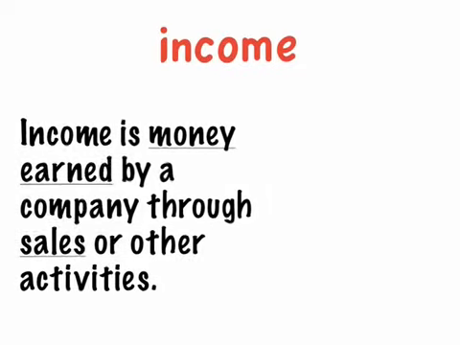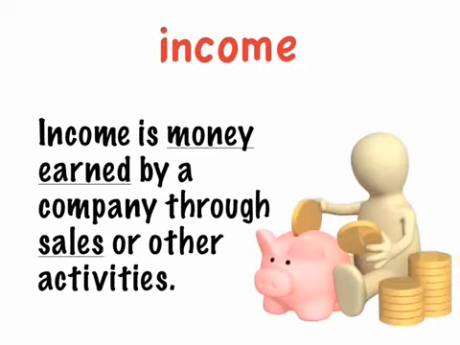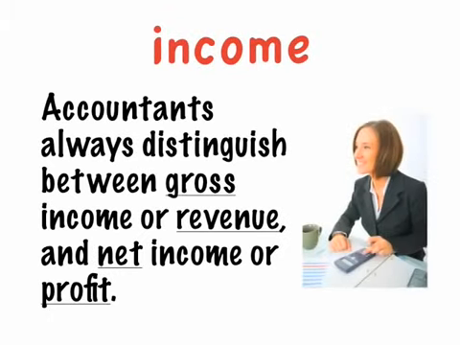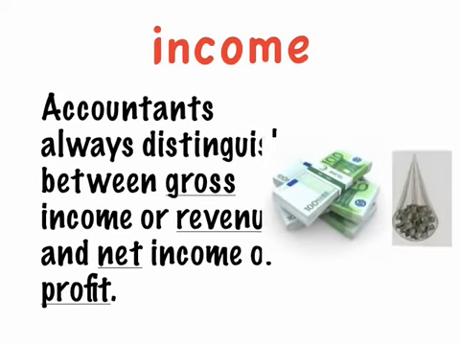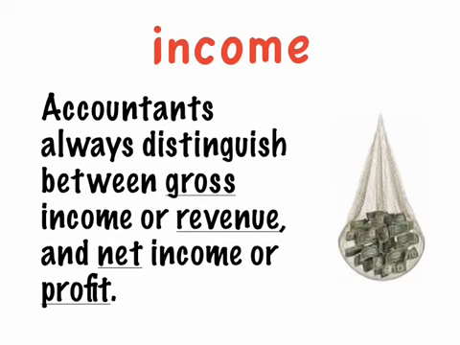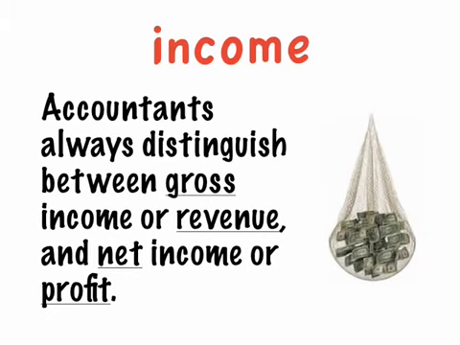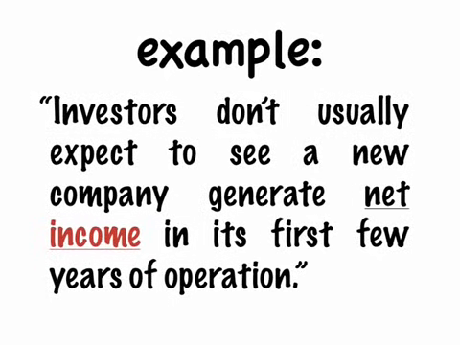Income. Income is money earned by a company through sales or other activities. As we learned in the last lesson, accountants always distinguish between gross income or revenue, which is a company's income before costs, and net income or profit, which is income after costs have been deducted. Investors don't usually expect to see a new company generate net income in its first few years of operation.